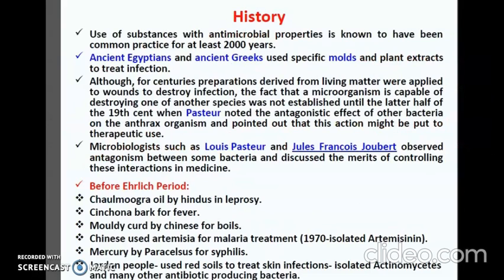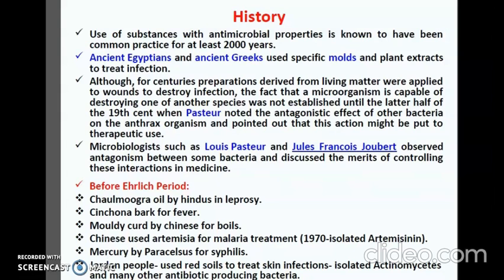Let's check into the history of antibiotics. The use of substances with antimicrobial properties is known to have been common practice for at least 2000 years. Ancient Egyptians and ancient Greeks used specific molds and plant extracts to treat infection. Also for centuries, preparations derived from living matter were applied to wounds to destroy infection.